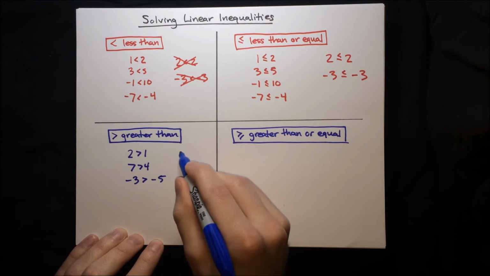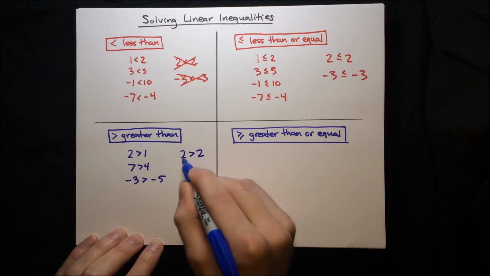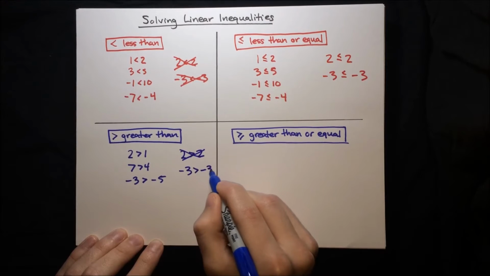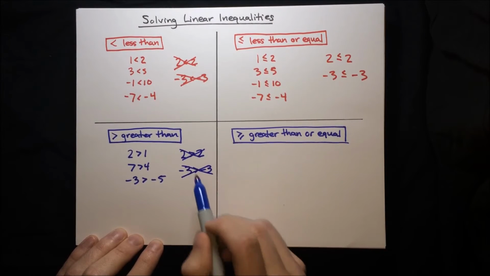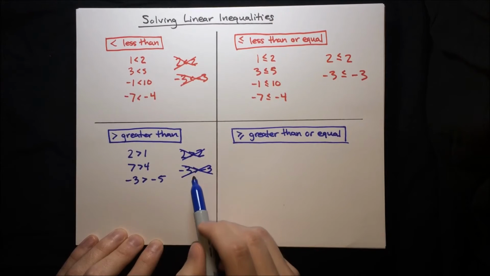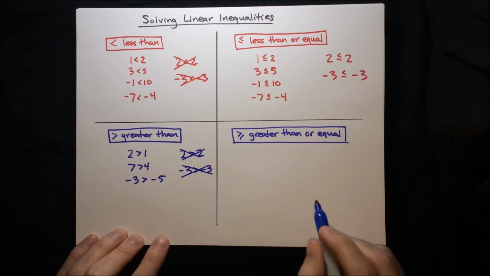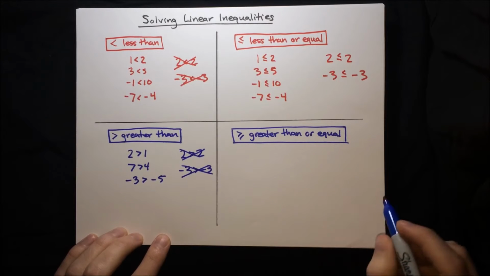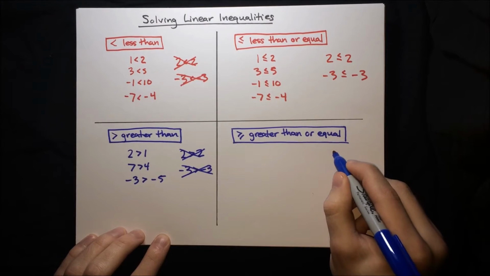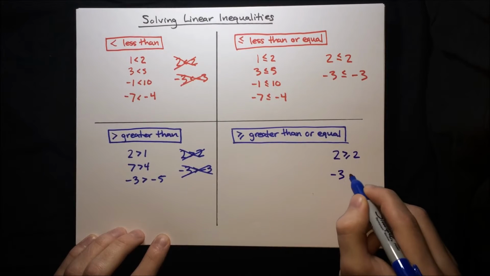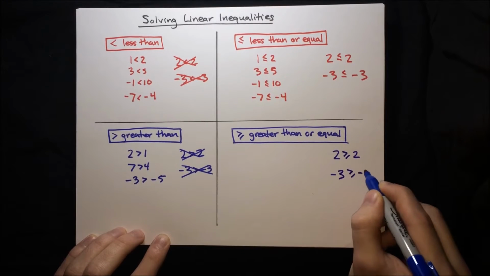But again, we don't have 2 is greater than 2, and we don't have -3 is greater than -3, because greater than does not permit equality. One number has to be bigger than the other, so they can't be the same. However, with greater than or equal, we do allow equality. So we've got 2 is greater than or equal to 2, and -3 is greater than or equal to -3.